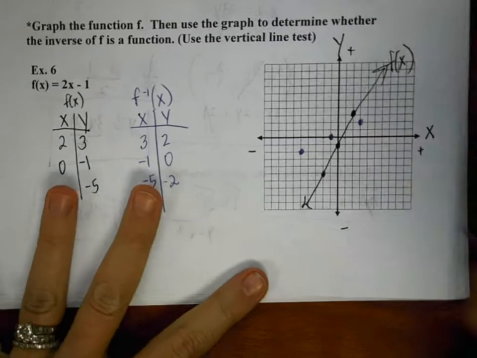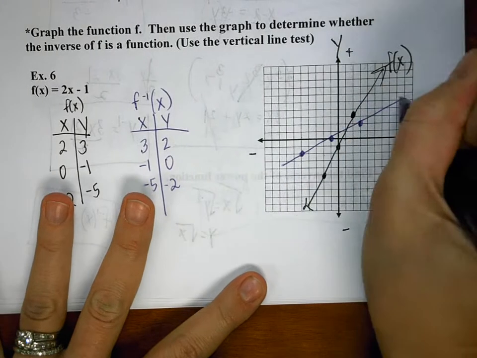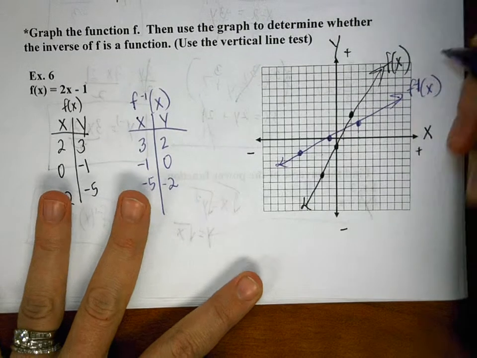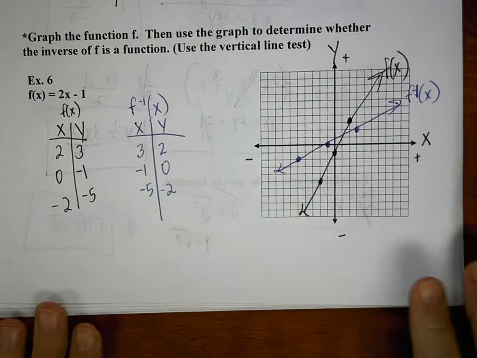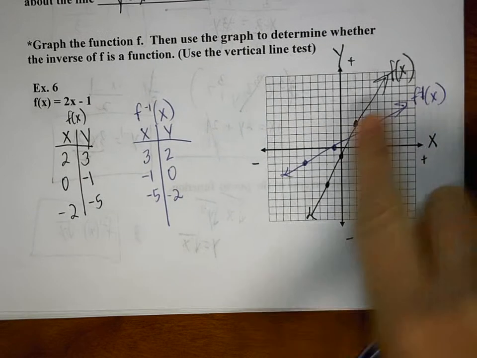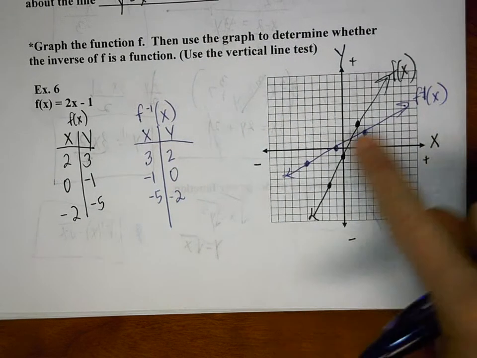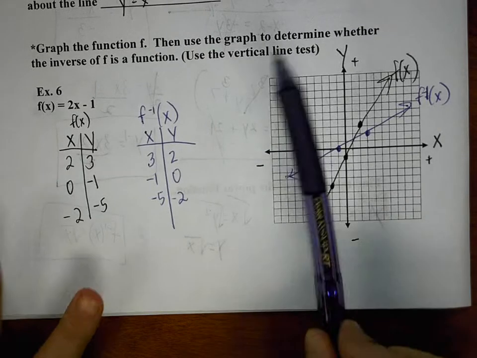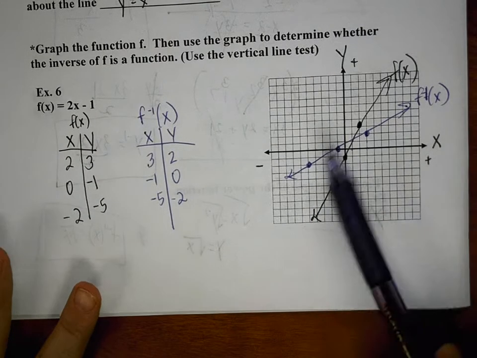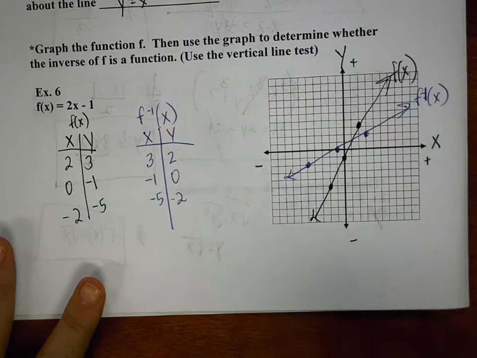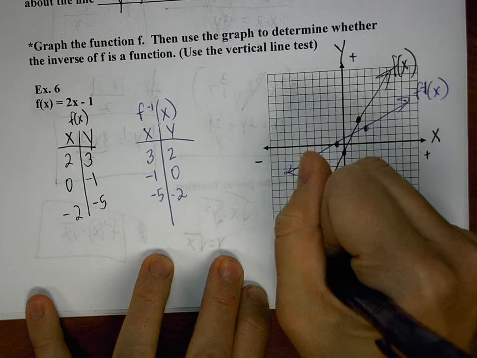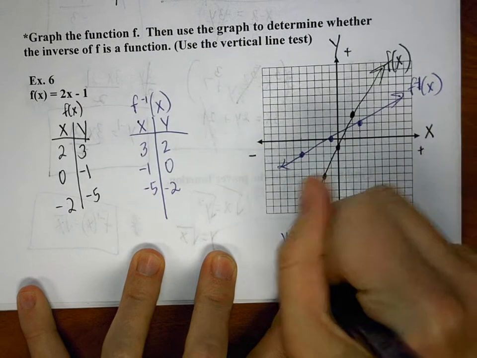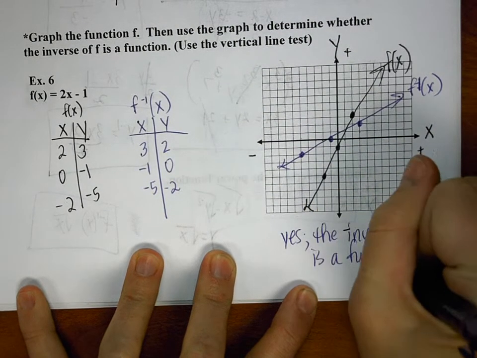Okay, so I can draw this line here. And this is f to the negative 1 of x. And then the question is, and you're only looking at your inverse, okay? So is my inverse, is this line a function? Yes. And if you do your vertical line test, remember it can only cross at one point. And you're only looking at the purple line, not both of the lines. Okay? So the answer is yes. The inverse is a function.